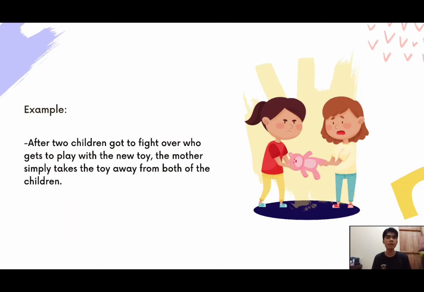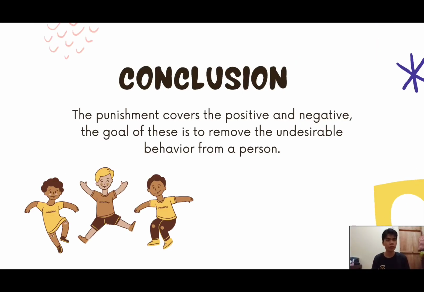Example: after 2 children get into a fight over who gets to play with a new toy, the mother simply takes the toy away from both of the children. So they are learning the behavior by themselves by not playing with the toy or giving the toy to one of them. In conclusion, the punishment covers the positive and the negative.